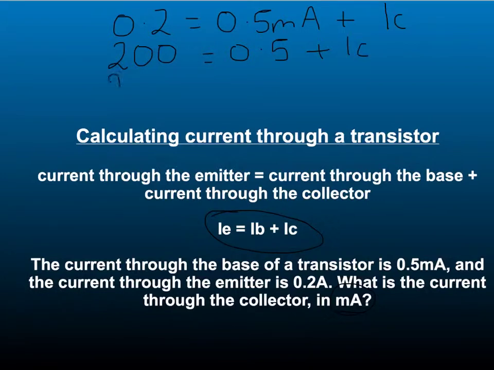Then we do our simple subtraction. 200 minus 0.5 equals the current in the collector, which is equal to 199.5 milliamps.